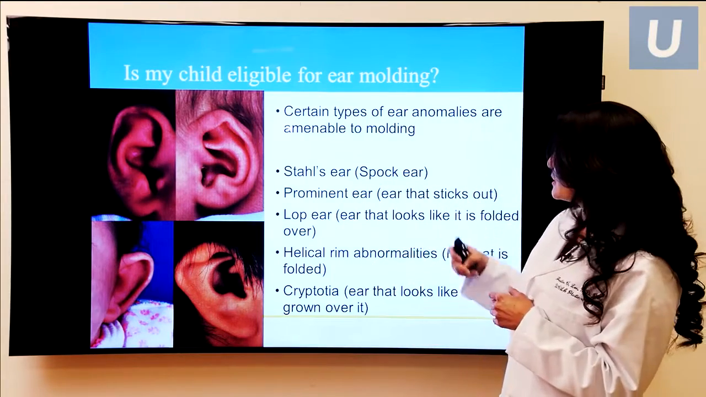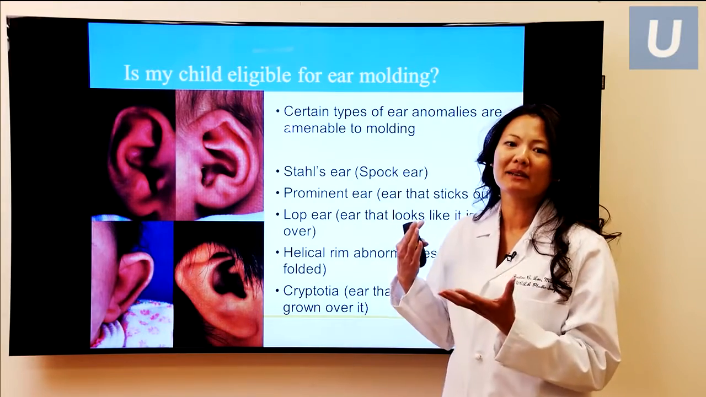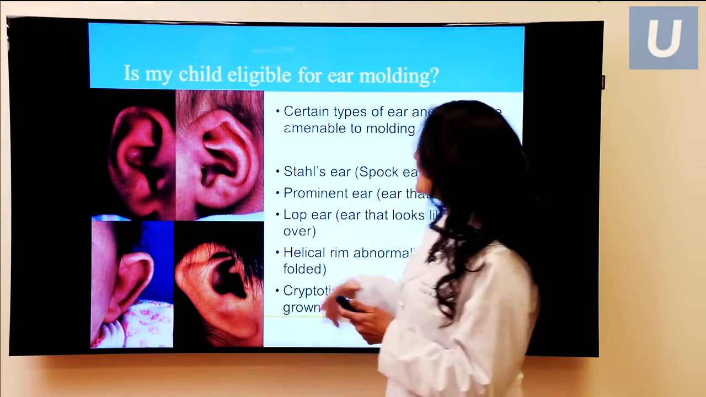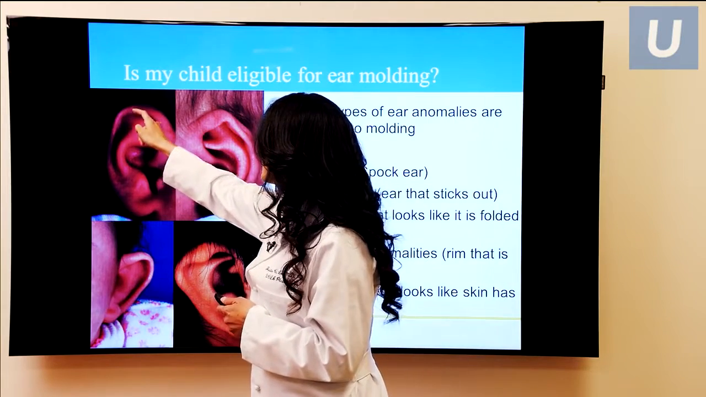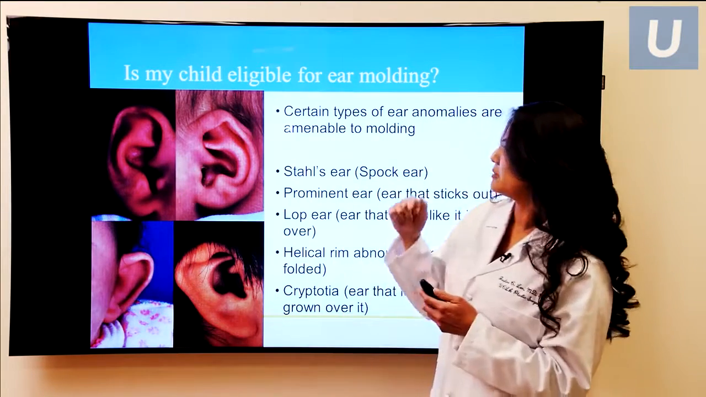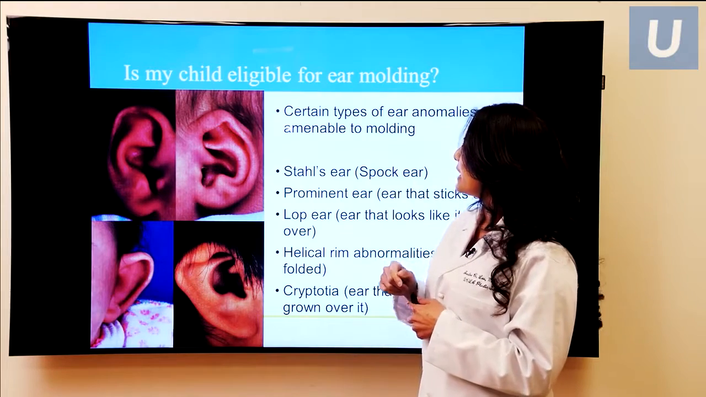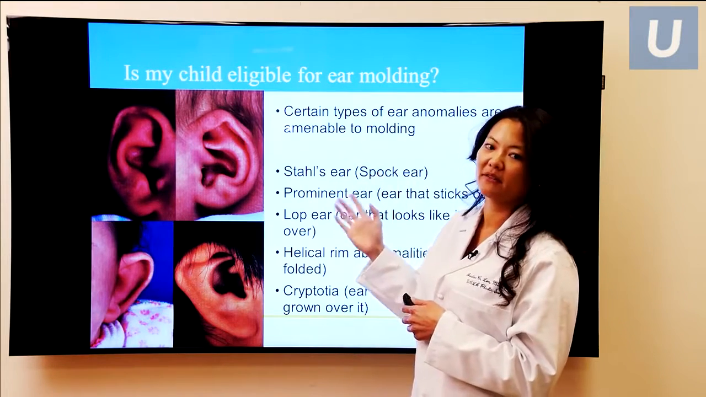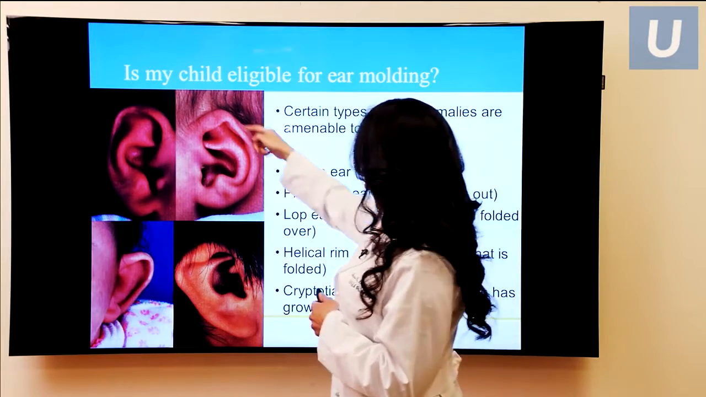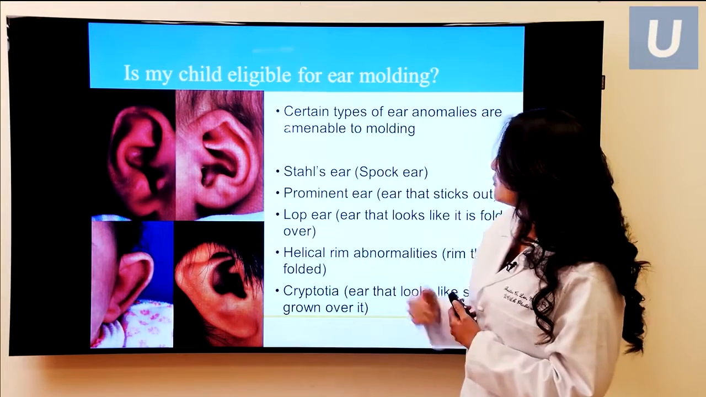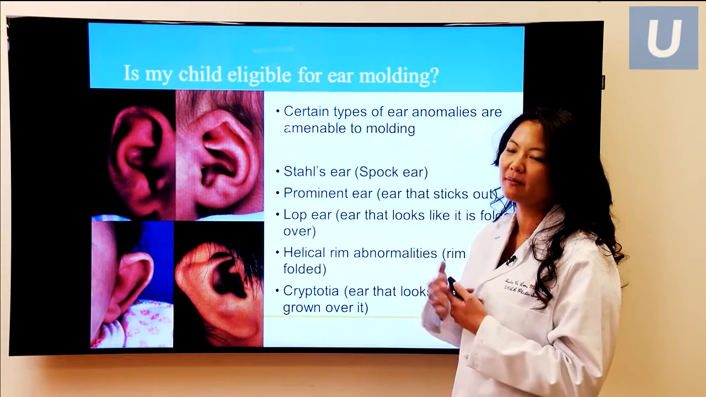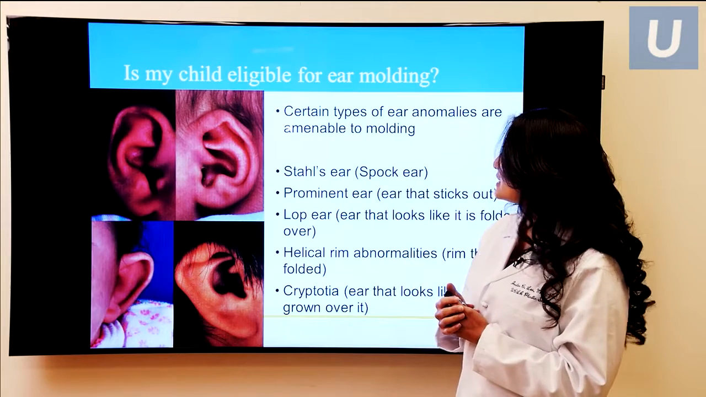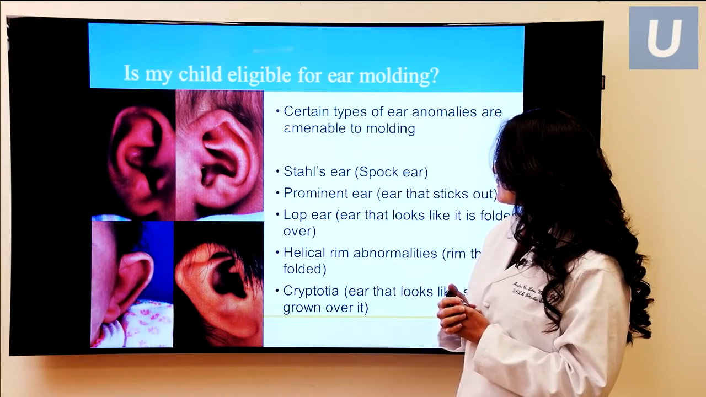So a Stahl's ear, some parents call it a Spock ear, and that is basically when there's a little extra crease here where there's a little kind of bend that causes the ear to be a bit pointy. And this is something that can be very, very easily molded. This helical rim deformity, whenever there's a sort of contour abnormality of the helical rim, that's another one that works really well for ear molding.